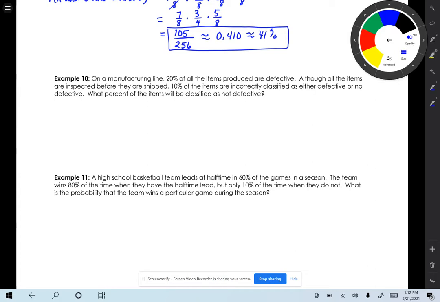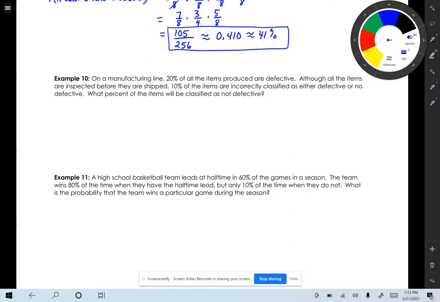Example 10. On a manufacturing line, 20% of all the items produced are defective. Although all of the items are inspected before they are shipped, 10% of the items are incorrectly classified as either defective or not defective. What percent of the items will be classified as not defective?